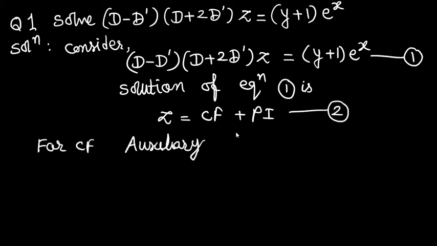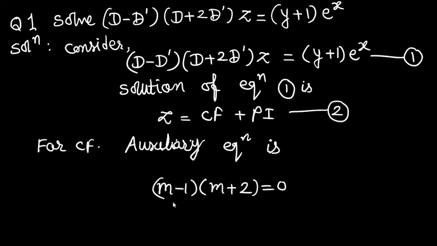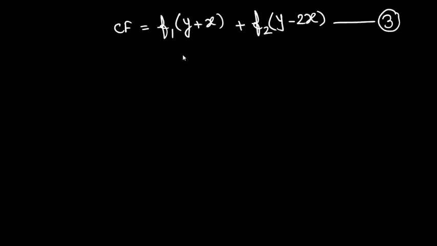Now for the complementary function, the auxiliary equation: we substitute D equal to m and D dash equal to 1 in the function of D, D dash. Therefore, we get this term. Therefore, m equal to 1 and minus 2. Here 1 and minus 2 are real and different roots. Therefore, by applying case 1 of CF, f1(y plus x) plus f2(y minus 2x), call it equation number 3.